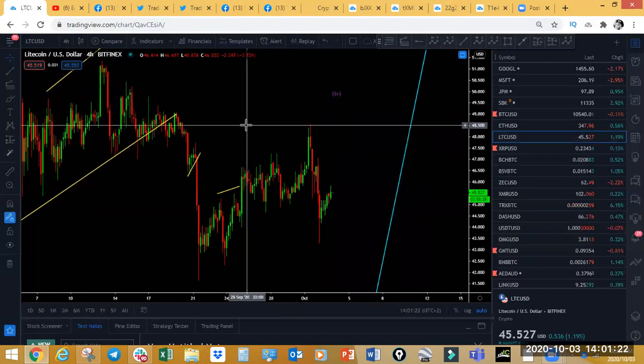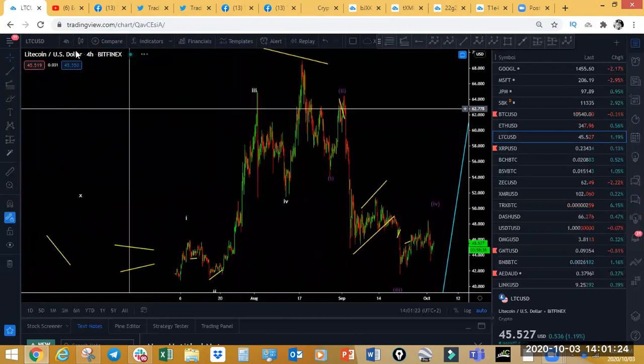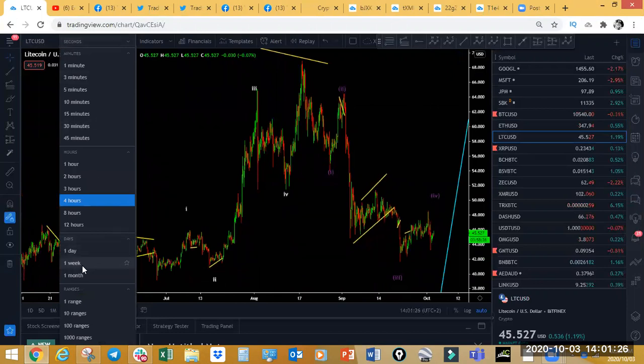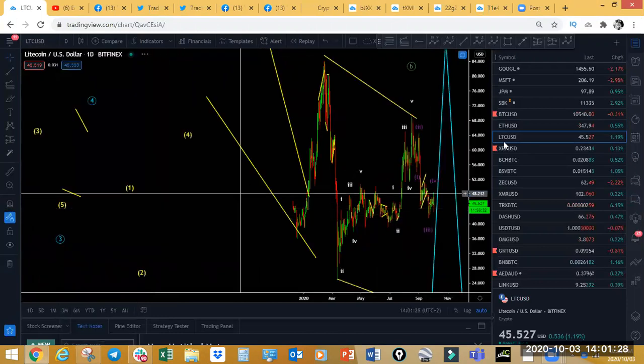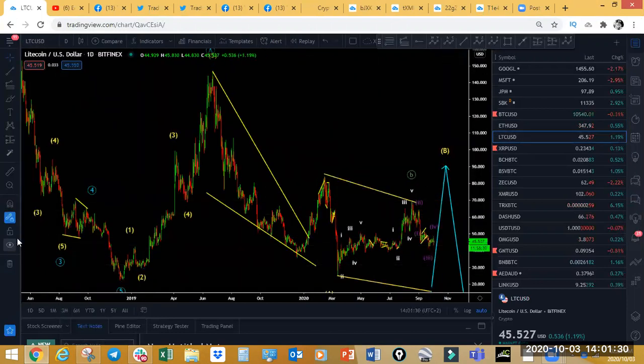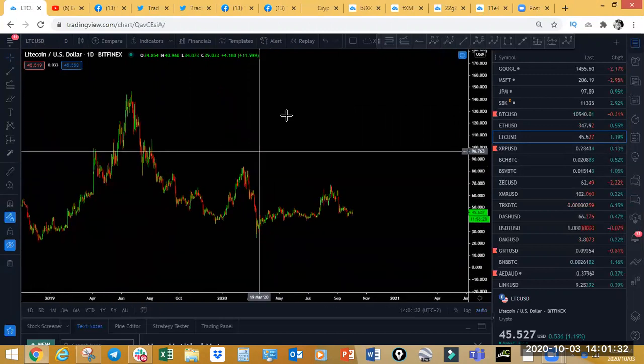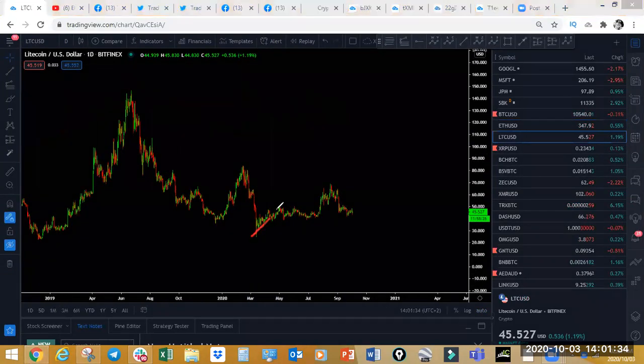Now this is Litecoin. Let me show you the structure on Litecoin on the daily again. I've shown this one a couple of weeks back. So Ethereum is very interesting. Litecoin is very interesting. It has made this 3-wave corrective structure, 1, 2, 3. Now we're coming down with this one. This could make a pullback here like that and continue to the downside. So that will be 3 up, 3 down here. Let's see how this one plays out.